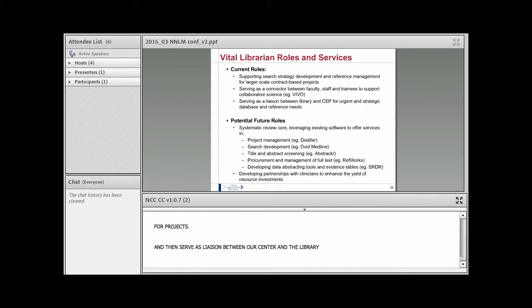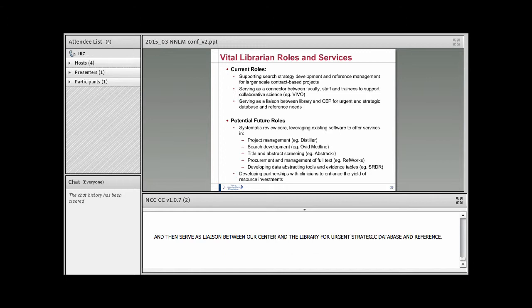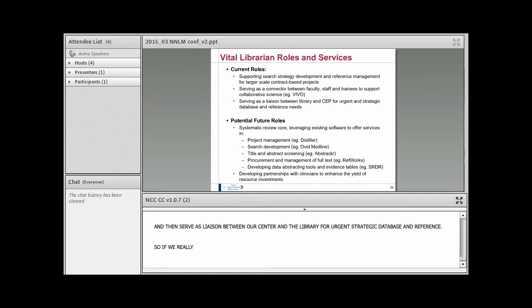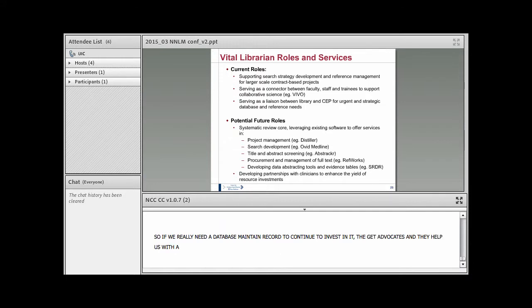So if we really need a database maintained or we need the library to continue to invest in it, they're one of our great advocates, and they help us with a lot of these glitches that pop up on a day-to-day basis. So what are potential future roles?